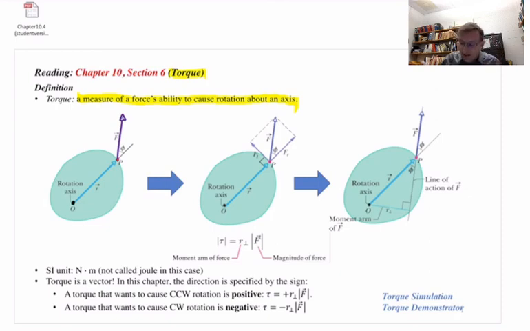Two key vectors in this picture. A position vector R that points always, here's the definition of what we mean by R, from the rotation axis out to the point where the force is acting. And your book calls that R arrow. It's the position vector for the force. It points from the axis of rotation out to where the force is acting. The other important vector in the picture is the force.